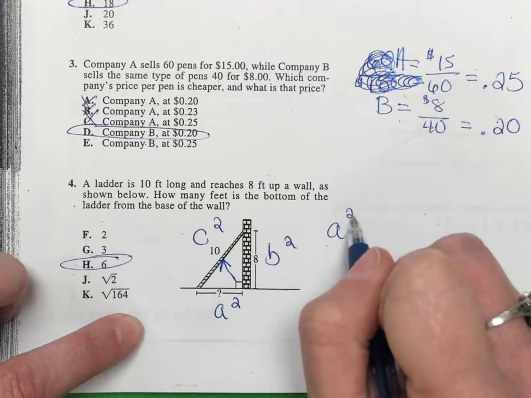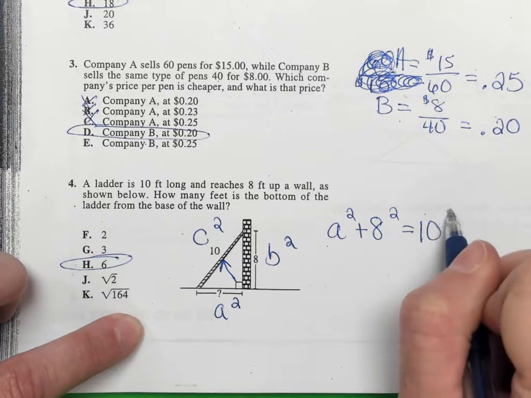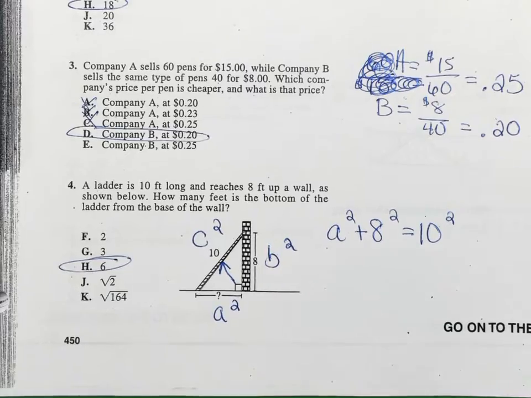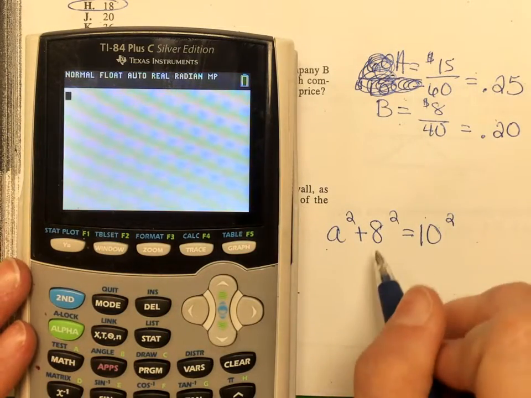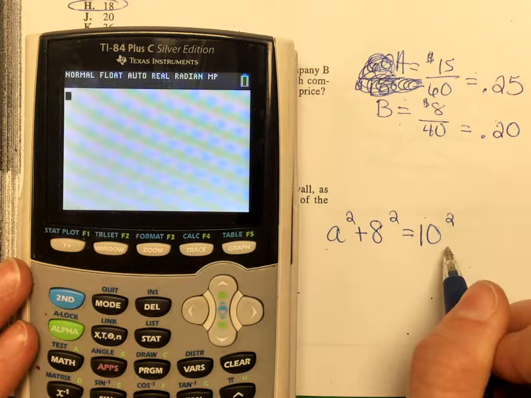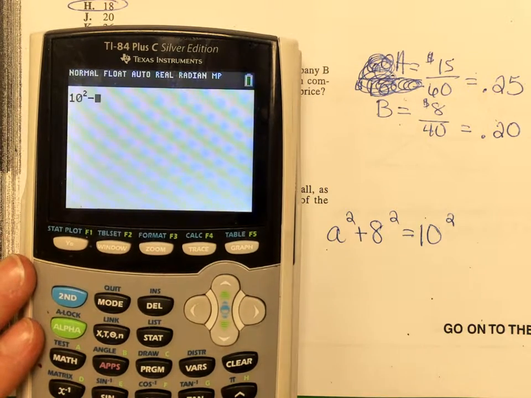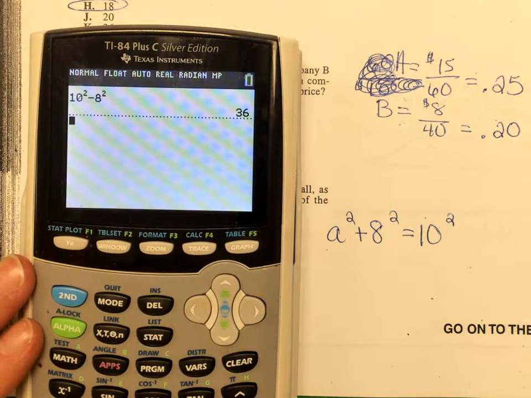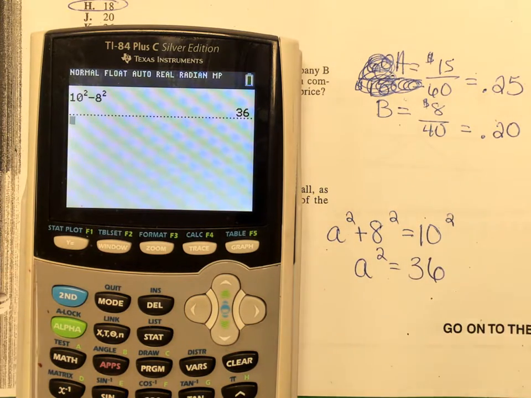So you don't know the A squared. You know the B squared is 8 squared. You know the C squared is 10 squared. Let me show you a trick in your calculator. You ready? Okay, so you know that you're going to move this 8 by doing what? Subtracting. So look, guys, in your calculator, you just do 10 squared minus 8 squared, and it'll do all that stuff in your calculator for you. So you have A squared equals 36.